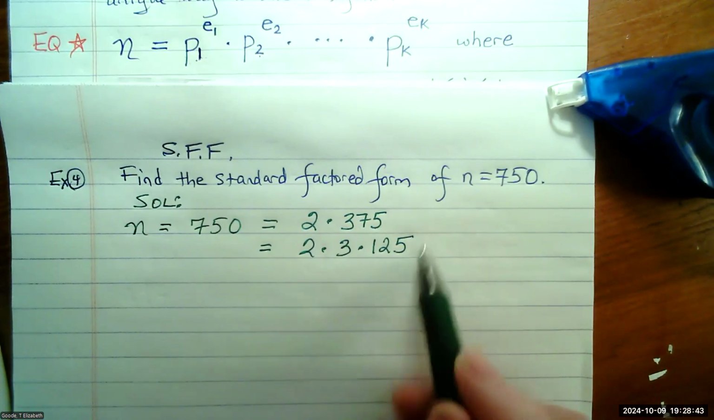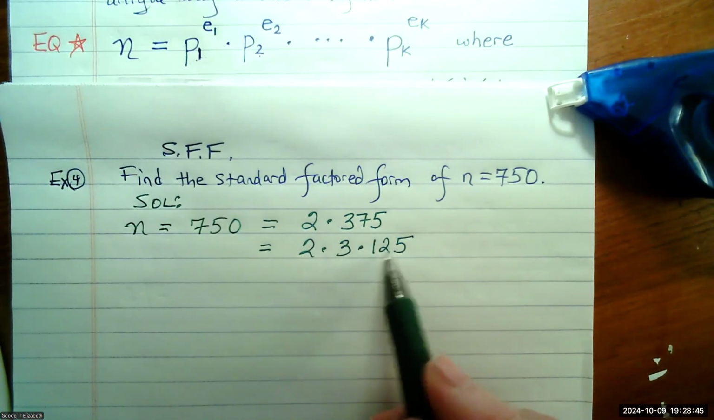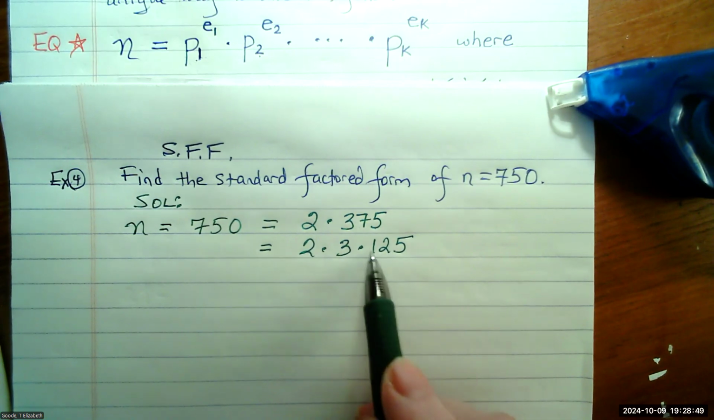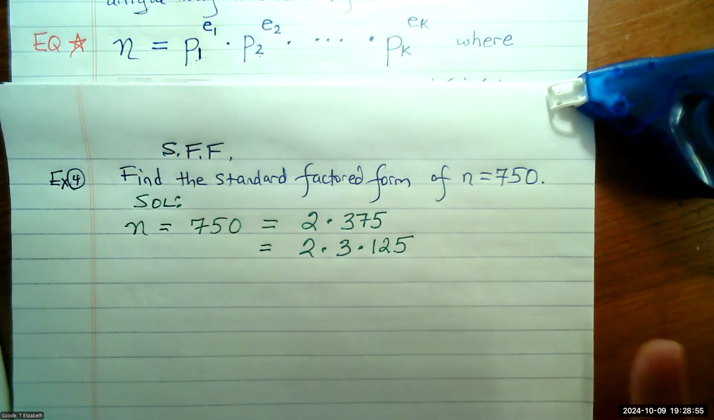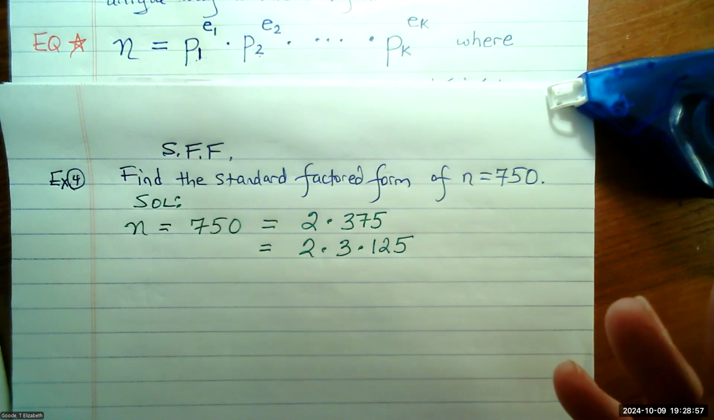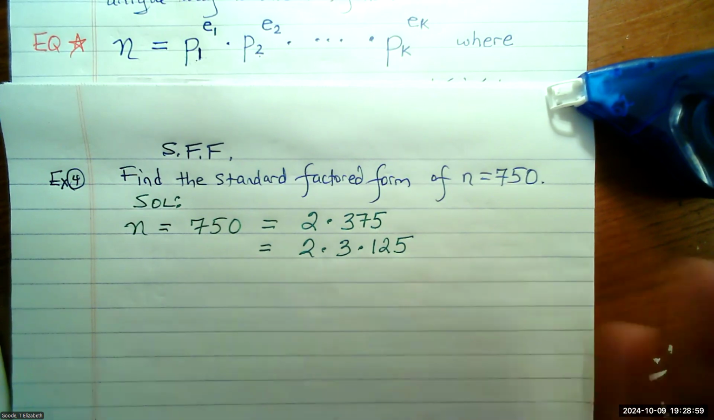So now we want to break down 125. I want to check and see if there's a factor of 3 in 125. So 1 plus 2 plus 5 is 8. 8 is not divisible by 3, so we're done with the 3's. There's not another factor of 3 in n, right? So what's the next prime after 3? We're going to try to do them in order by size.